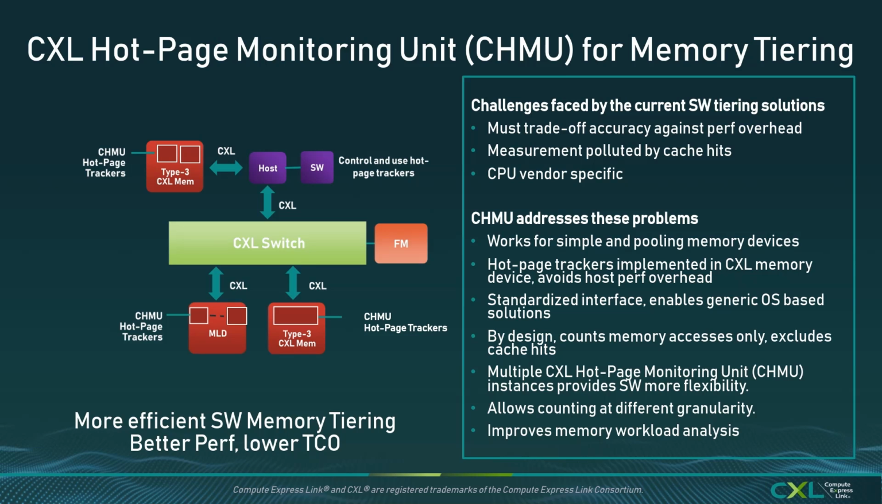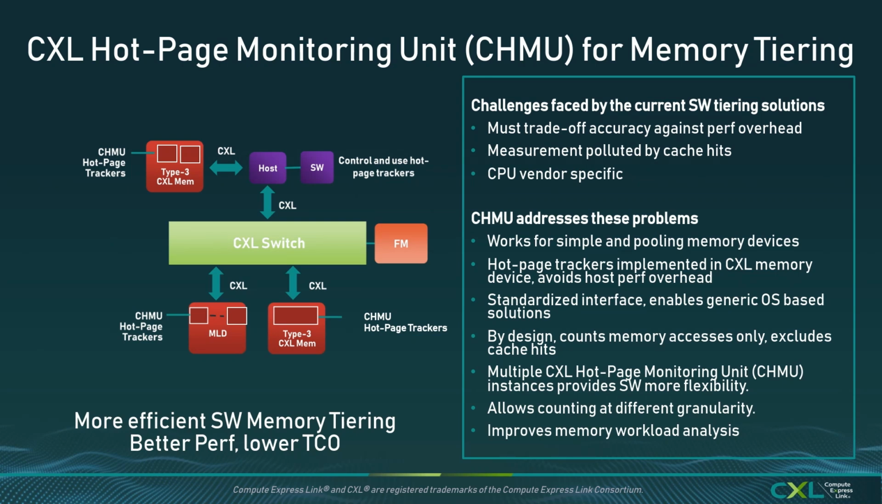Because the measurements happen in the CXL memory device, it avoids the pollution of the cache. I mean, you only track accesses that go to memory, and not the ones that are satisfied by the CPU cache. So that solves the other problem. Because they're in this memory device, again, there's no host performance overhead. The CPU is not spending cycles trying to keep track of which page is hot. There's no overhead on the system memory to keep track of these things, so that avoids a performance issue. The interface is standard, so you can build a generic OS-based solution for tiering that works across multiple CPU vendors.